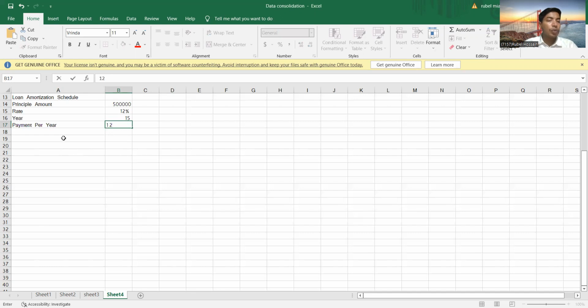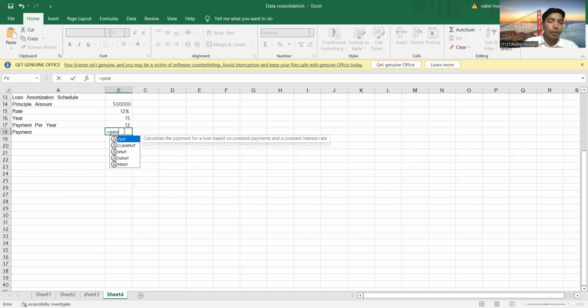Now, what will be the payment for each month? We don't know. So write down payment. This is the thing we want to calculate today. So how can we calculate easily? For calculating any amount, we have to give an equal sign. Then, as we want to calculate the payment, we have to write PMT. Here you can see PMT.